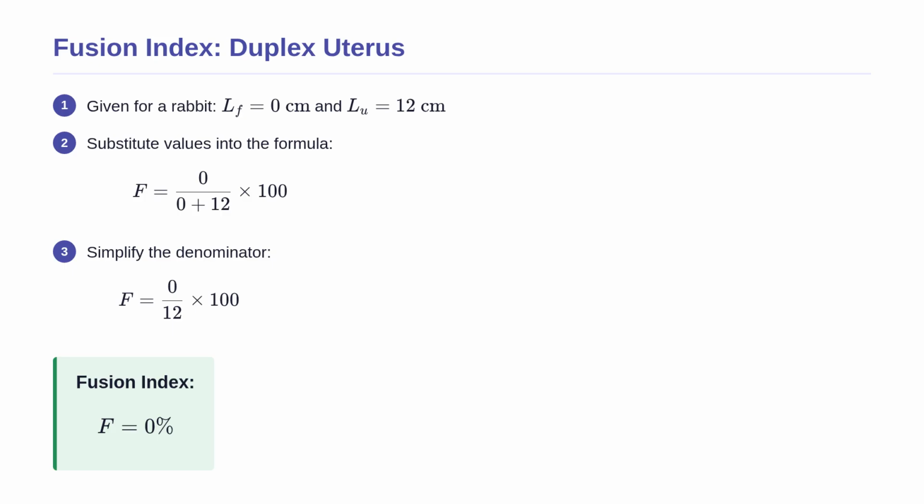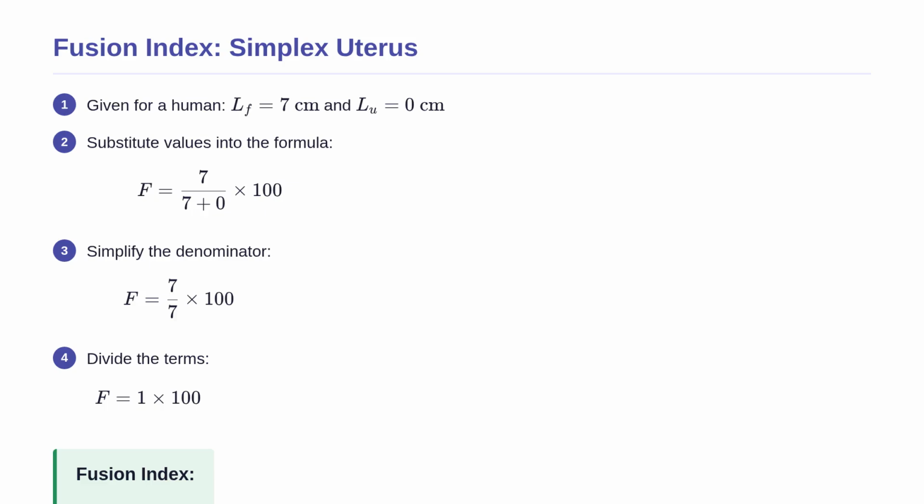We substitute 0 for L sub F and 12 for L sub U into our equation. The numerator is 0, and dividing 0 by 12 yields 0. Multiplying by 100 gives a final answer of 0%. This mathematically confirms the rabbit has a true duplex uterus, perfectly designed for large litters.